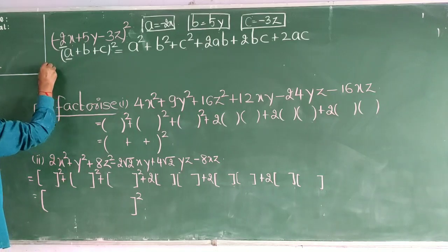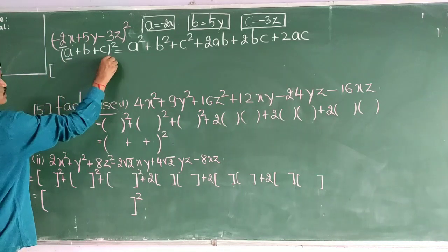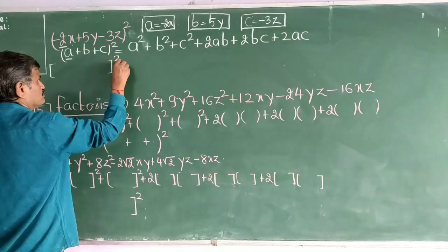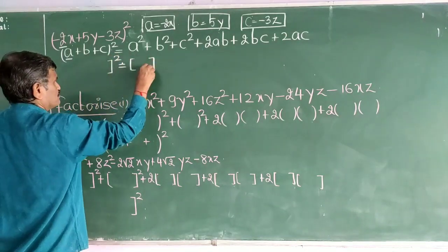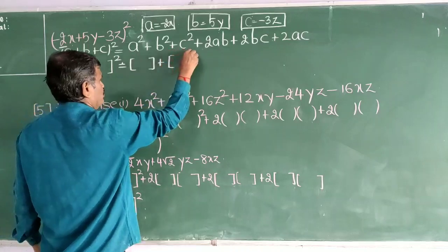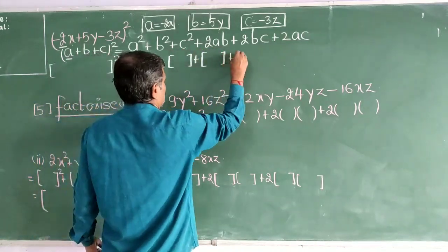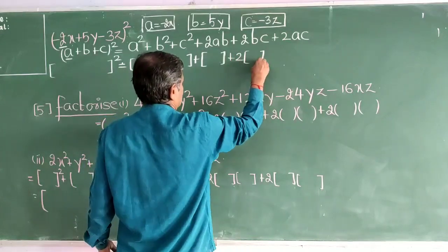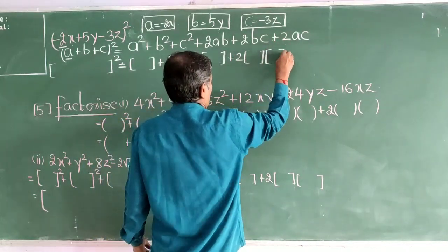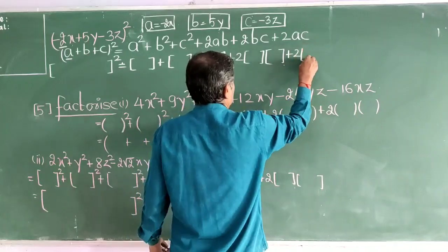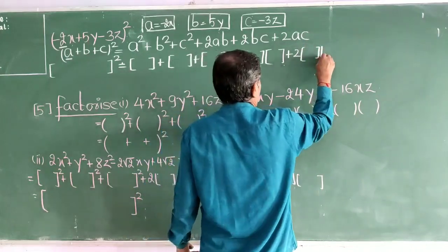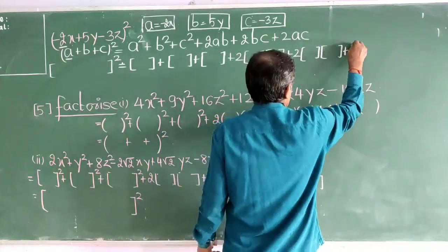Now put it in this formula. Substitute in the formula. Wherever a is there, put the value of a. Wherever b is there, put the value of b. So that way you have to go. So see here, what I am doing is I am trying to make empty spaces where I can put the values.